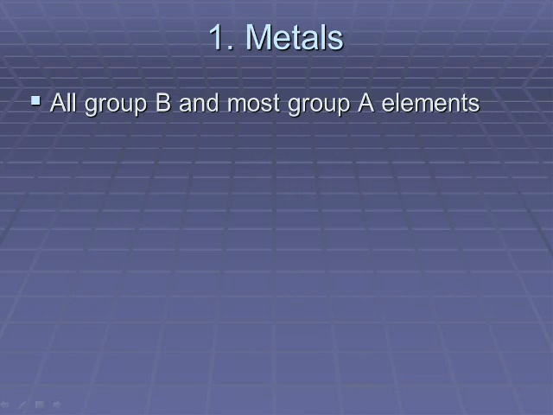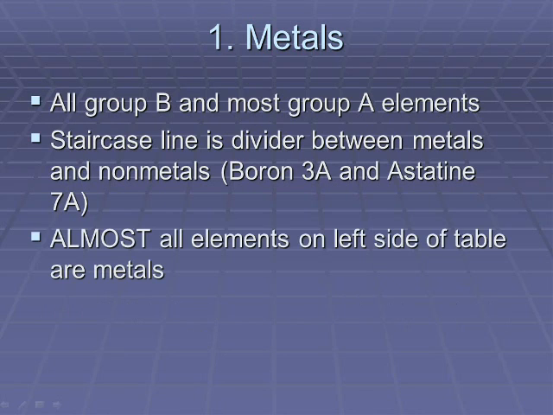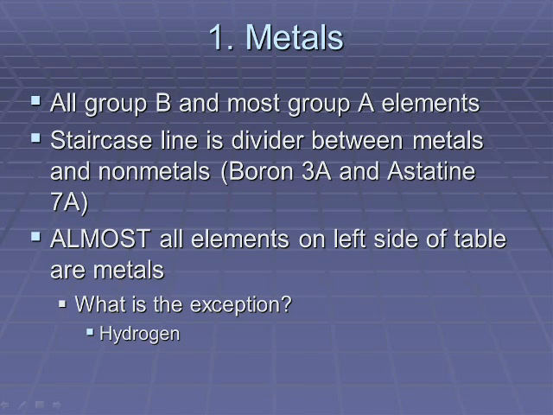Now, all groups B and most group A elements are metals. The staircase line is divided between the metals and nonmetals. And this will become more apparent as we look at it. Now, almost all elements on the left side of the table are metals. What is the exception? Hydrogen. Okay, so hydrogen is not a metal, even though it's way over to the left. It's put there for another reason, which we'll get to.